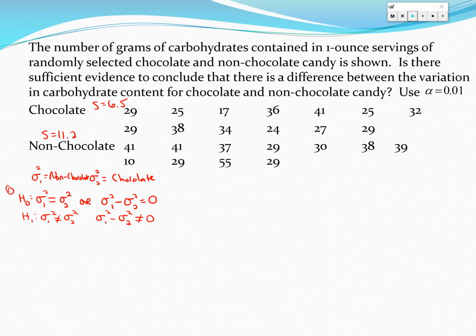Step number 2, we're going traditional, so we do need critical values. There is not an inverse F on your calculator. So to find critical values, you all are going to have to use Table H. Even the program in the calculator, it doesn't give you critical values. So we do need Table H.